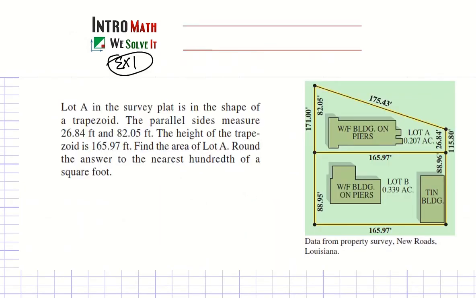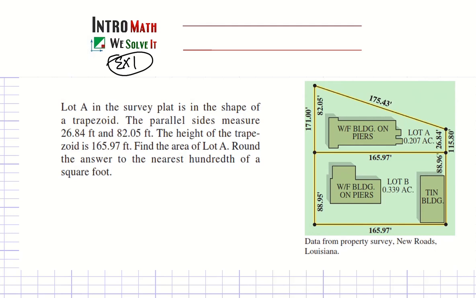Here's example number 1. Let's read it carefully. It says lot A in the survey plot is in the shape of a trapezoid. The parallel sides measure 26.84 feet and 82.05 feet. The height of the trapezoid is 165.97 feet. Find the area of lot A. Round the answer to the nearest hundredth of a square foot.